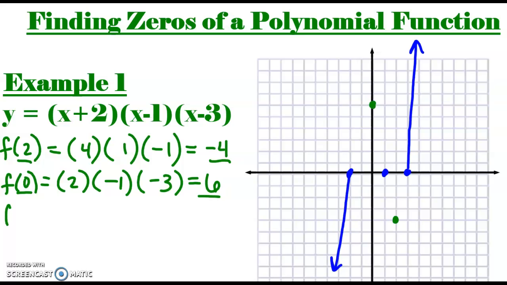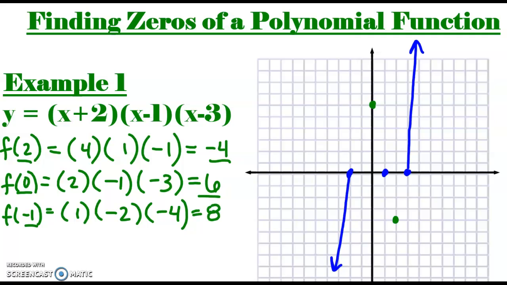Plug in one more, I'm going to plug in negative 1. So I've got the point, let's see, negative 1 plus 2 is 1. Negative 1 minus 1 is negative 2. Negative 1 minus 3 is negative 4, which gives us 8. So we've got the point negative 1, 8. Negative 1, 1, 2, 3, 4, 5, 6, 7, 8. So you can start to see where the graph is curving there, right?